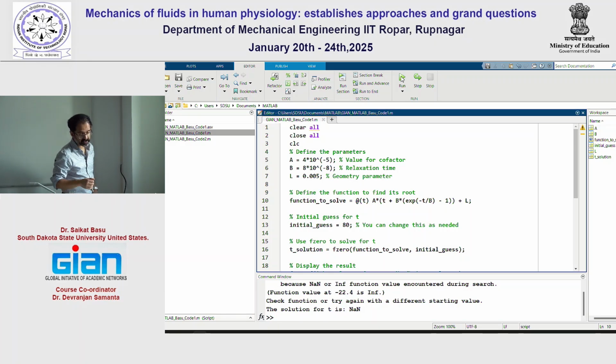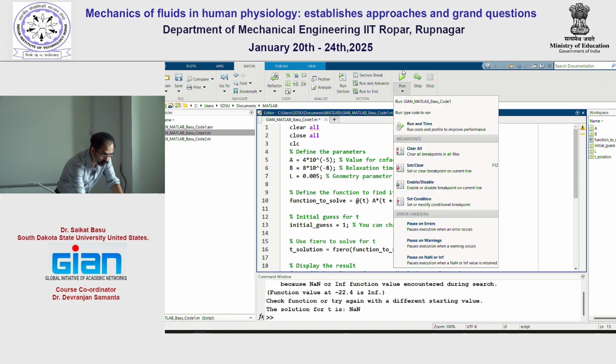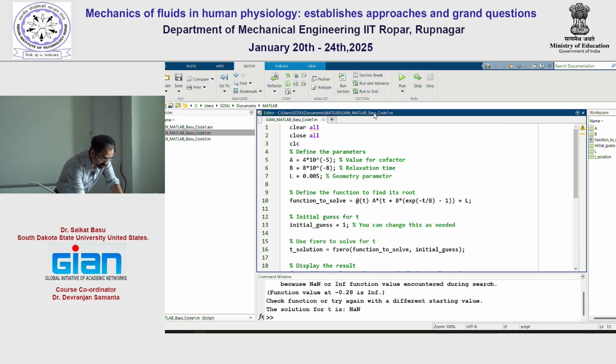So we don't converge with this one. Let's start from smaller. Let's try 1 first for the initial guess. Still nothing, so let's go to 10. Still nothing. Let's go to 50, doesn't work. Let's go much bigger, 500. Nothing yet.